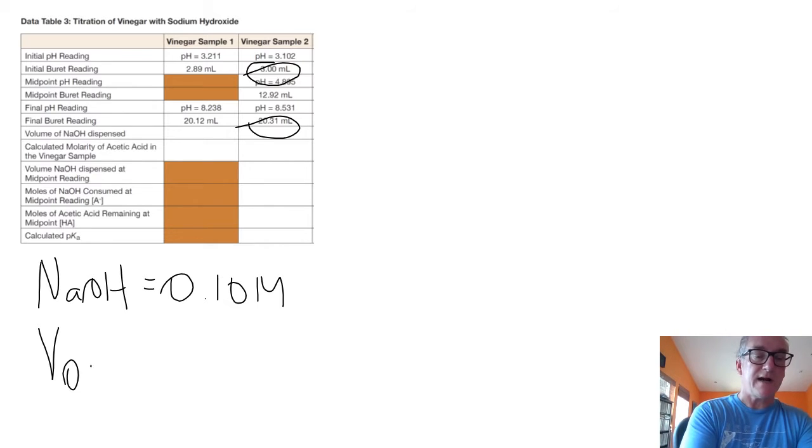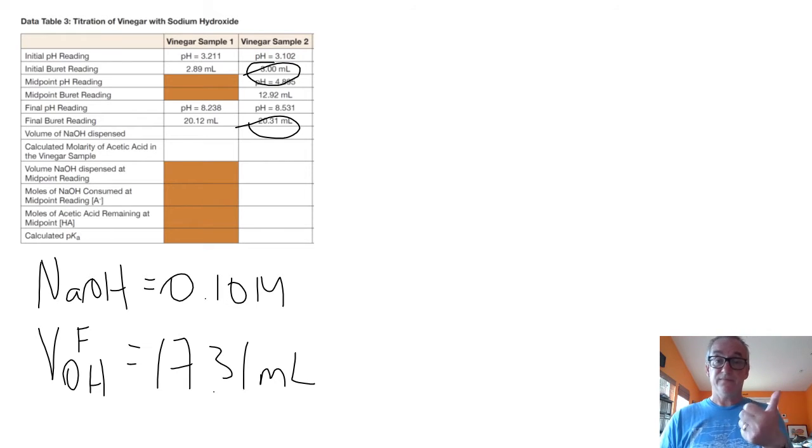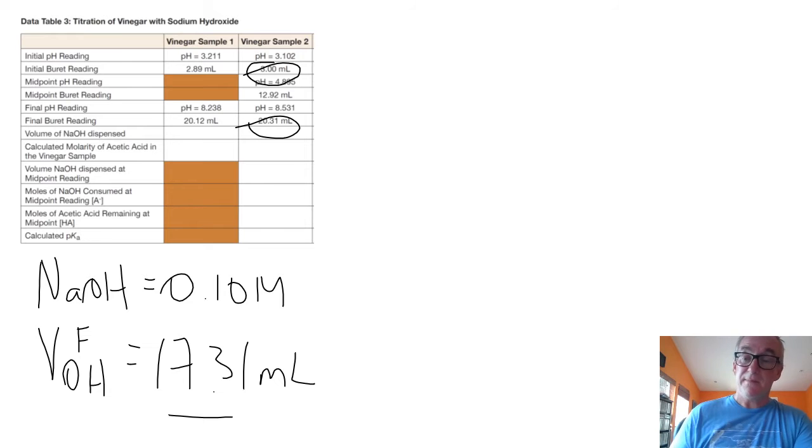So the volume of hydroxide used in total equals 17.31 mL. That's how much, so 20.31 minus 3. So this is the volume of hydroxide that was used to completely titrate the acetic acid. So the number of moles of base will be equal to the initial number of moles of acid. So let's figure out how many that was.